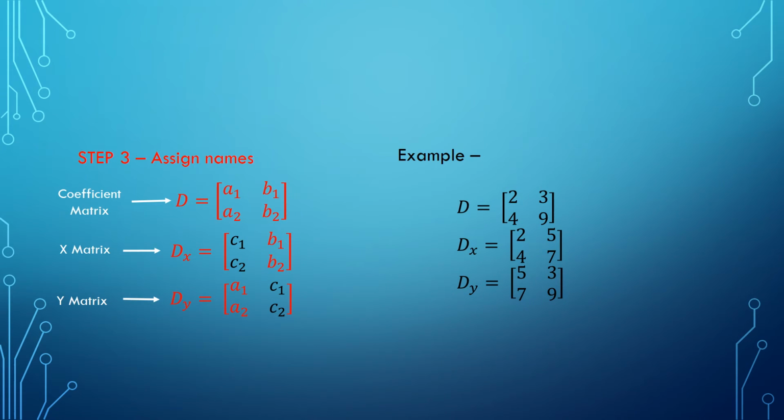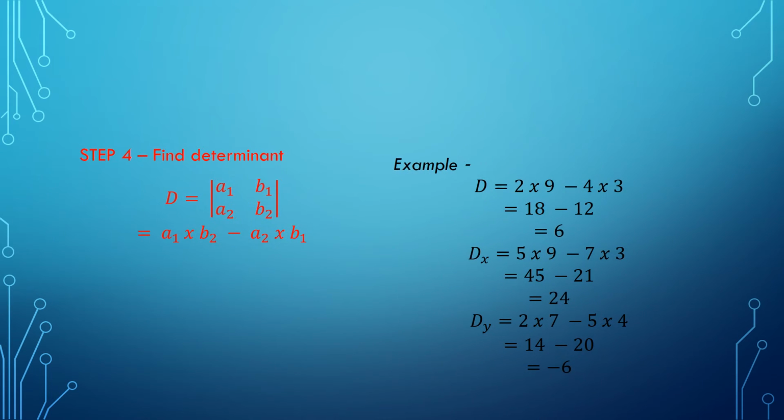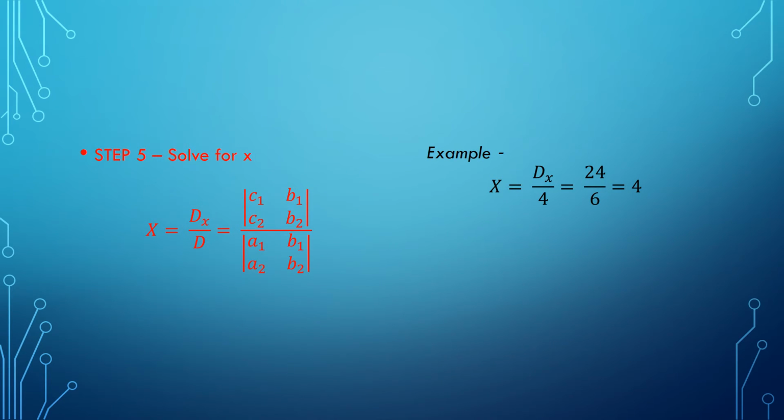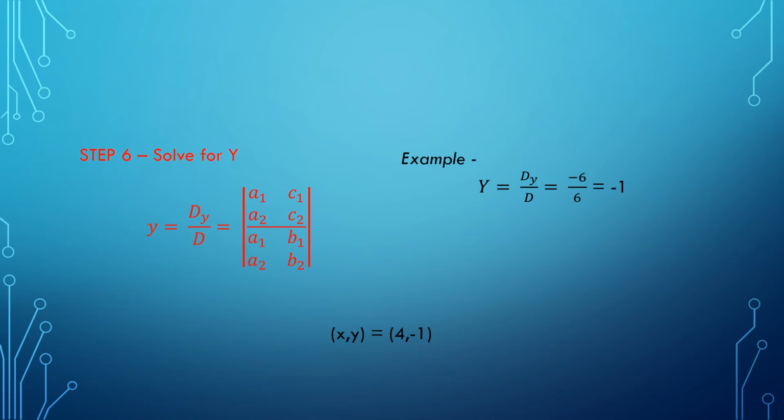Step 3 begins with assigning names: the coefficient matrix, the x matrix, and the y matrix, using the coefficients. Step 4 is to find the determinant using the following formula. Step 5, solve for x using the formula dx over d. And step 6, solve for y, dy over d. Using x and y now will give you your x and y coordinates.